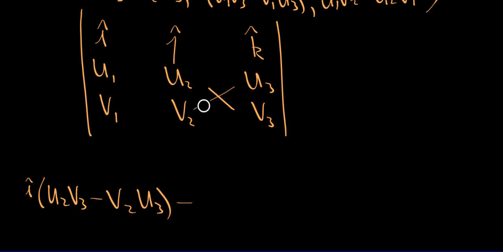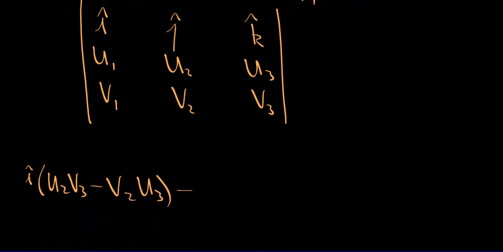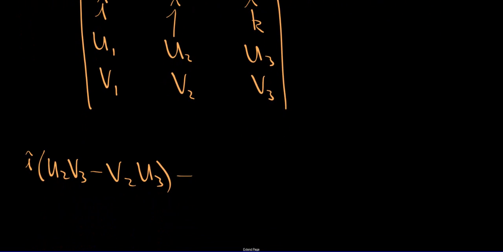At this point, let's just pause a moment. You notice we have the I component of this vector, W. And if you look up here, it's U2 V3 minus V2 U3. That's the first component. Now, the second component is going to be a J. I'm going to eliminate this and use these ones: U1 V3 minus V1 U3.